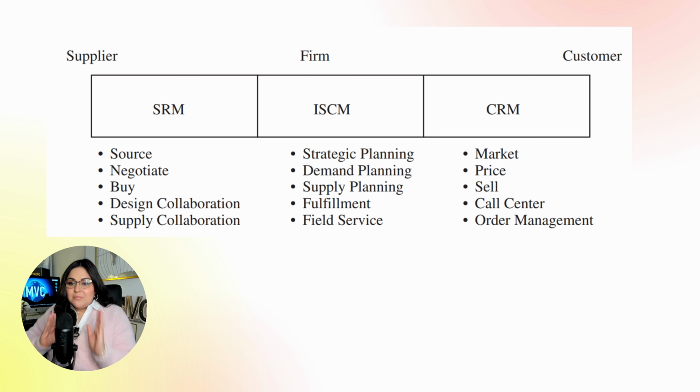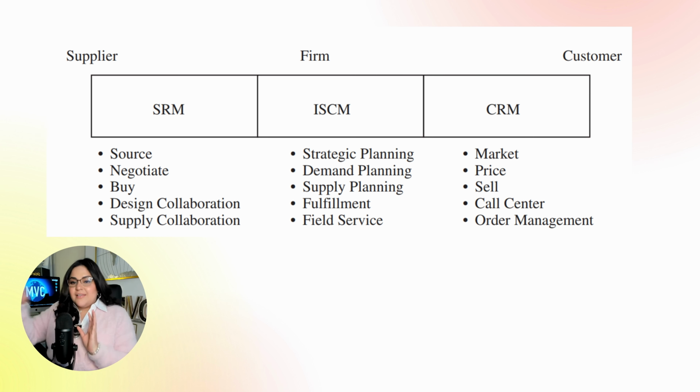Then we move towards the middle of the spectrum here, and we have the internal supply chain management. Those are all the processes that are internal to the firm. It's in the name, internal supply chain management. These are all the things that we do within a company: strategic planning, demand planning, supply planning, fulfillment, and any kind of assistance in the field, or field service. Here in the firm, this is everything that goes on internally, outside of what happens with the supplier and later on with the customer.